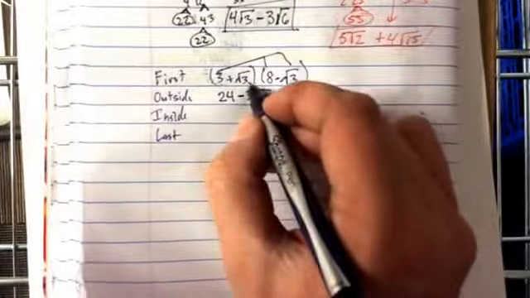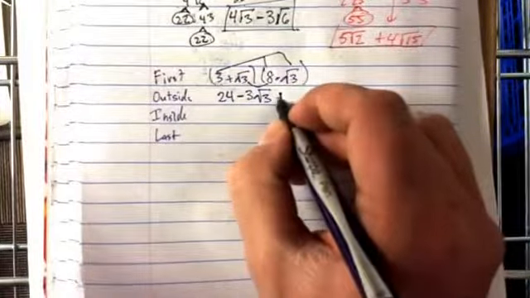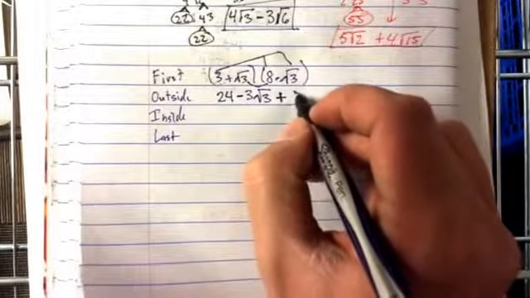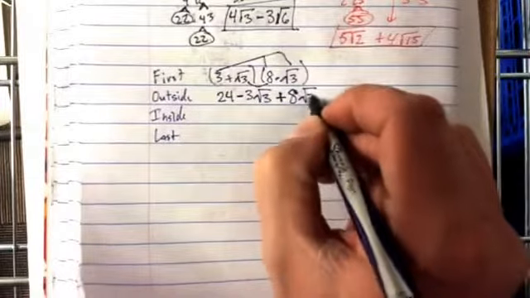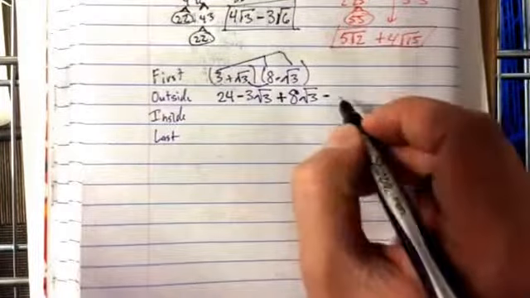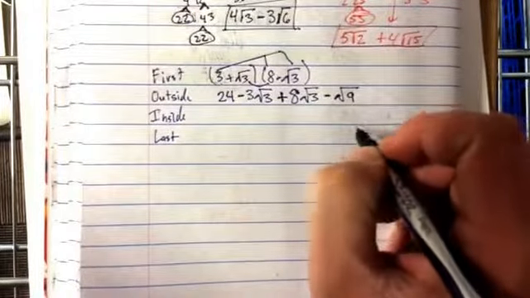Negative 3 square root of 3. Inside, 3 square root of 3 times 8 is 8 square root of 3. Square root of 3 times the negative square root of 3 is negative square root of 9.